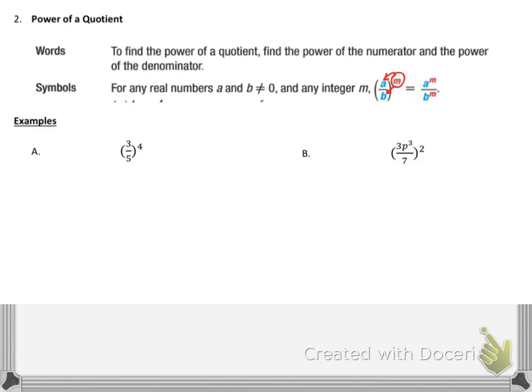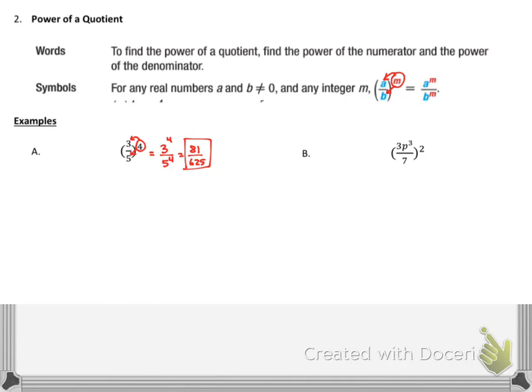So in this first example A, we have 3/5 raised to the 4th. This exponent 4 goes to that numerator, and it also goes to the denominator. So we can rewrite this as 3 to the 4th power over 5 to the 4th power. And then if you can evaluate it, like here, then evaluate it. 3 to the 4th is 81. 5 to the 4th is 625. And so that's my final simplified answer here.